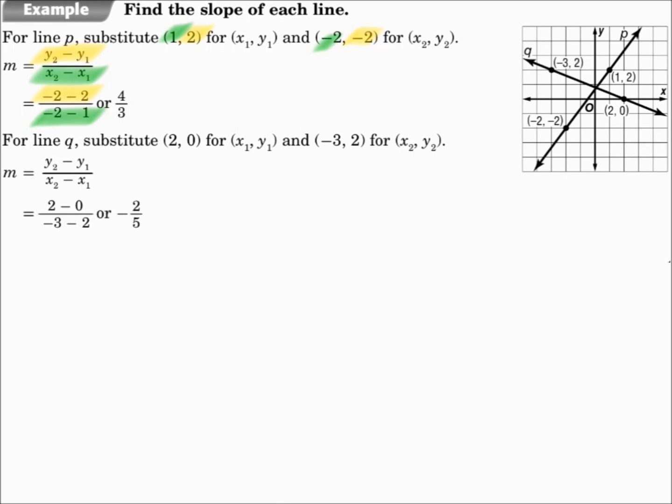For line Q, 2, 0 will be x1, y1, and -3, 2 will be x2, y2. Now, can we change those and say that 2, 0 is really the second point and -3, 2 is really the first point? Yes, you can. It doesn't matter which point you choose to be the first point and which to be the second point. Just set it up and then keep it that way as you work out the problem. y2 minus y1 is 2 minus 0. x2 minus x1 is -3 minus 2. That's 2 over -5, which is -2/5.